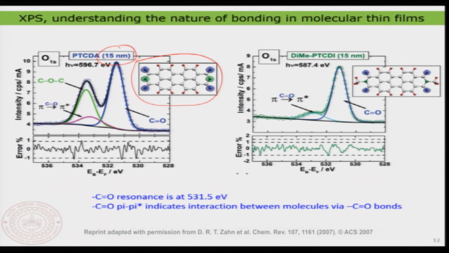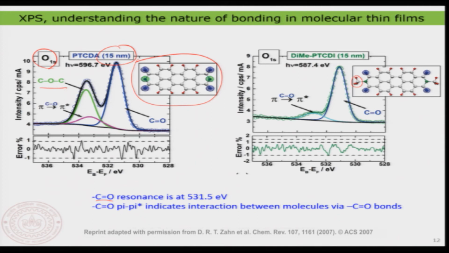So, what I am looking at is the oxygen 1s resonance of the two molecules. One is slightly modified, having an additional methyl group. And you clearly see that I am expecting two types of oxygen in this, which is a C double bond O oxygen, and then I also have a COC oxygen. Yeah.